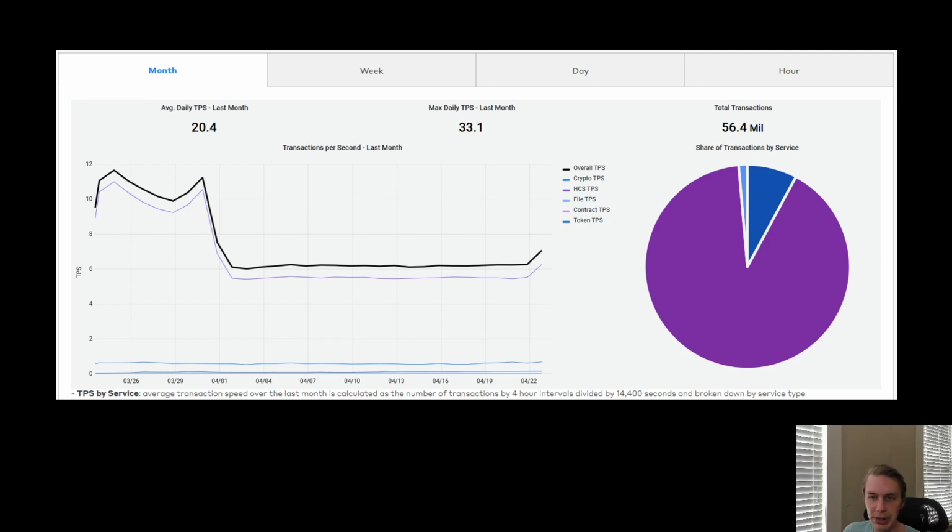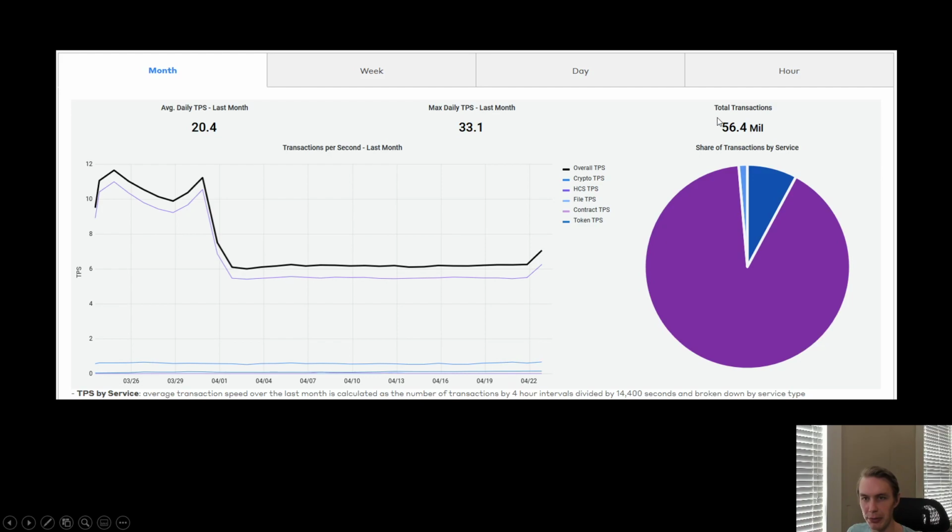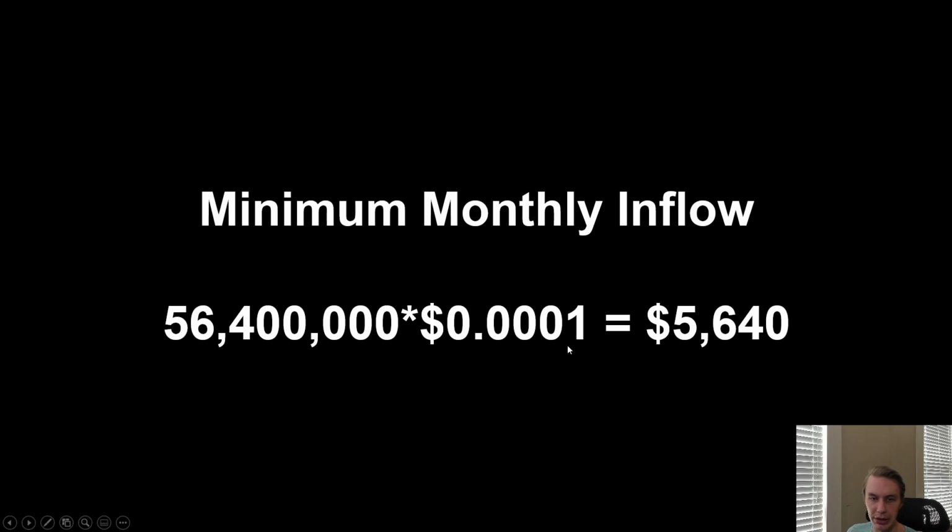So you have businesses, for example, using HBAR, using some number of transactions per month, and that leads to some total. We can actually calculate how much money they needed to put into HBAR, so basically how much HBAR they needed to buy to be able to engage in that number of transactions. And so you can calculate a minimum monthly inflow, in a sense, into HBAR. Now, I've chosen 0.0001. I've just assumed that all 56.4 million transactions in this last month were of the cheapest variety. Obviously, that's probably not the case, so this is going to be the lowest possible end.